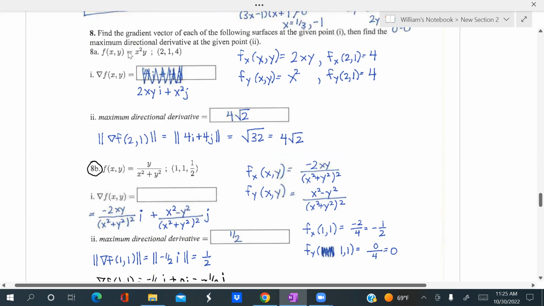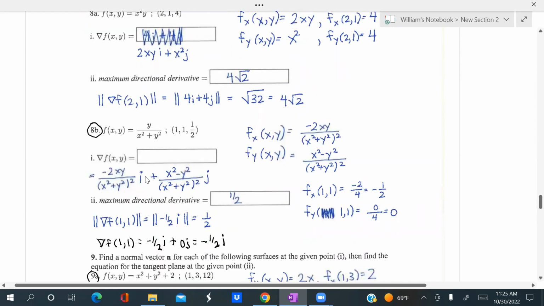So in 8, I'm going to skip A, but let's look at 8b. Here is our formula, which is y over x squared plus y squared, right? At this point, we're looking for the gradient and then also the maximum directional derivative at that point on that surface. Let's see, is that point on that surface? Plug in 1 for x and 1 for y. Will you get 1/2 for z there? Yeah, I think that point is on that surface.